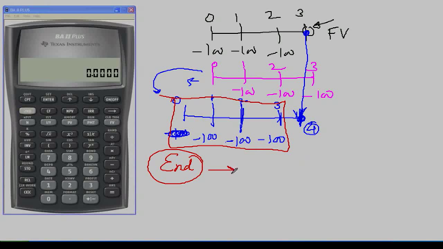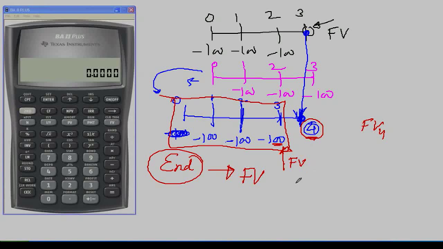Now if you solve it in the end mode, where will you get the future value? Remember that in the end mode, future value is when you have the last payment. You are getting the last payment over here, so future value will come over here, right? But I am interested in finding out future value at this point of time. So how will I get the future value at 4?